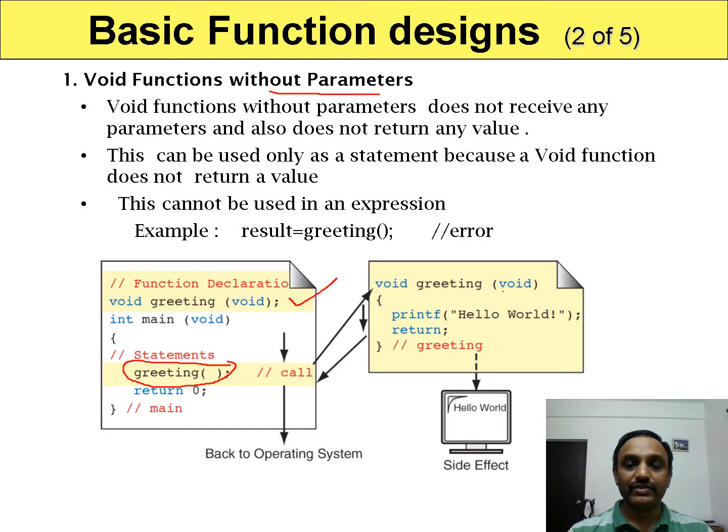So observe in the function header, we are taking that as void. Just we are printing hello world, then return. Just we are using a return statement, but we are not sending any values to the calling function. That's why we are taking the return type as void. Control comes here, and the remaining part of the program is executed. So that is the first basic design, void functions without parameters.